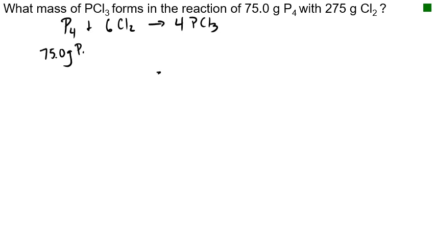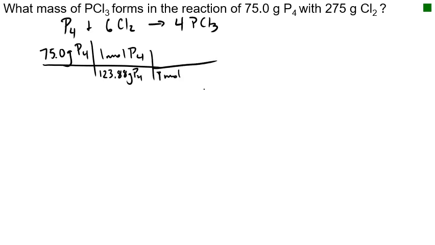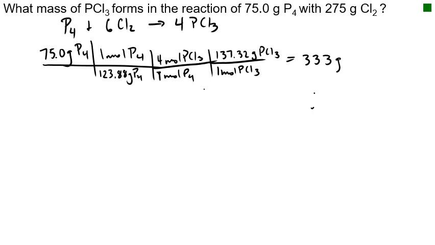So we have 75 grams of the P4. The molar mass, 1 mole of the P4, is going to be 123.88 grams. We now have a 1 mole of P4 to 4 moles of PCl3 for the molar ratio. And then finally, 1 mole of PCl3 will be 137.32 grams of PCl3. So when we solve that, you end up with 333 grams of the PCl3 being produced.